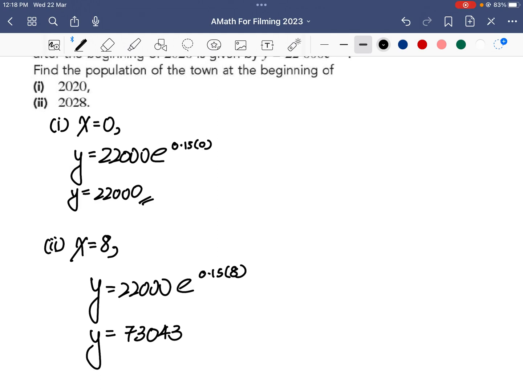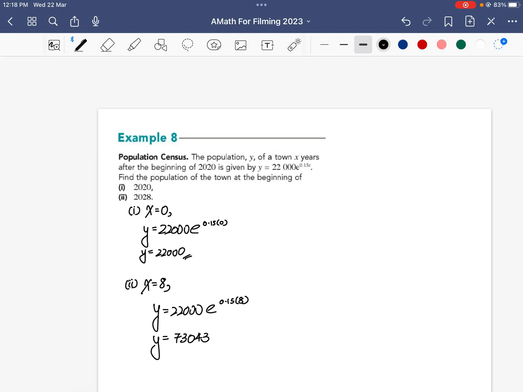In this case, we don't round off to 3 significant figures; we round off to the nearest whole number because we're talking about people. You cannot have point something of a person. You cannot have 0.2 of a person. What is 0.2 of a person? It doesn't quite exist.